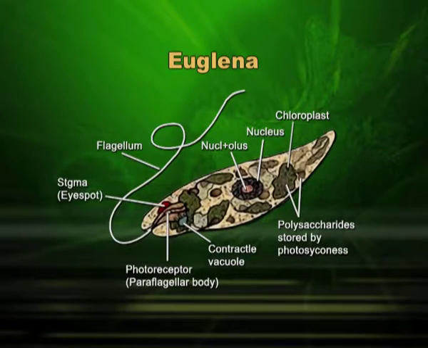Next, in the slide, I am showing you euglena. Euglena is a unicellular organism in which the locomotory organ is flagella. In this diagram, you can see flagella, and with the help of this flagella, the organism will move, and we can say flagellate locomotory organ.